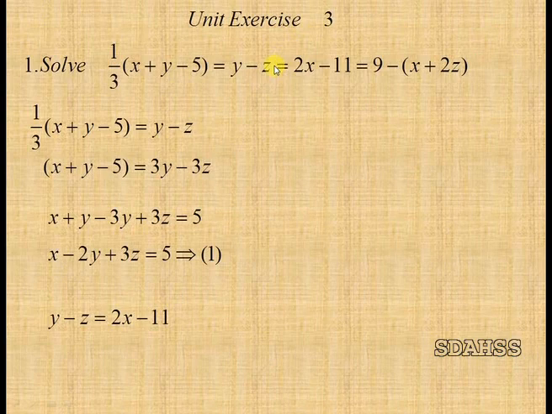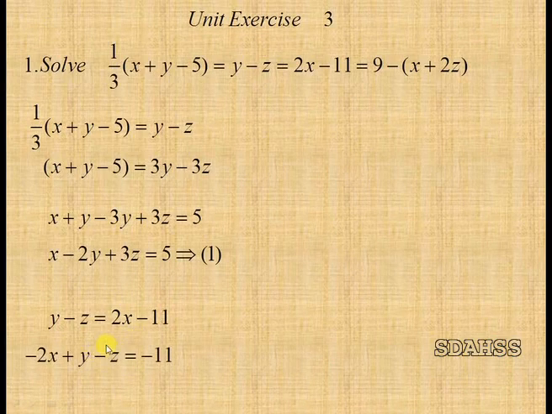And then let us equate the next two equations. y - z = 2x - 11. Then simplify. You bring the right hand side term to the other side. You bring this plus 2x to the other side, it becomes negative. So -2x + y - z = -11.